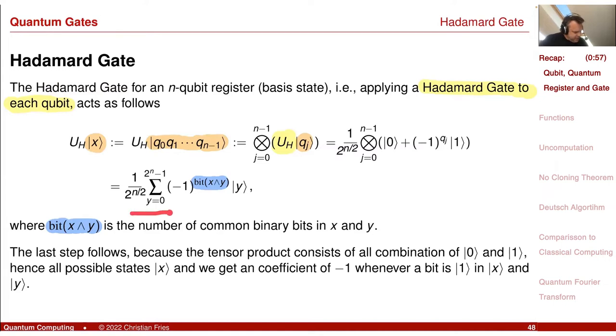So here with a coefficient that is minus one to the number of common bits. And if you apply it to x being zero, then there is zero and something. Zero and something is zero. So the number of common bits is always zero. So this coefficient here is one. So if you apply a Hadamard gate to every qubit, it will create a superposition of every basis state in the tensor space. So also a very nice thing. Actually the one which you need in the Grover algorithm to create the state S.